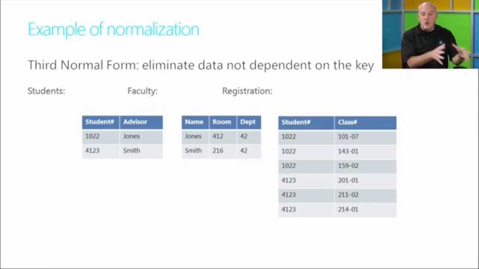All right, so again, no redundancy, and every row in both these tables so far is directly associated with student number. So we've got student number, the direct association advisor. The advisor, the direct association is the room number and the department number.